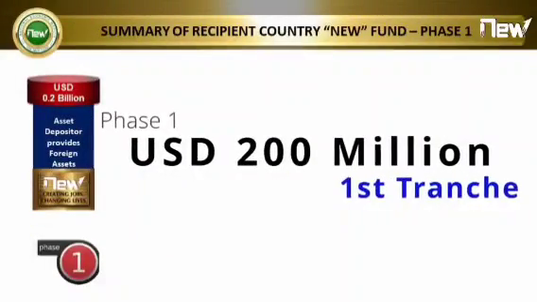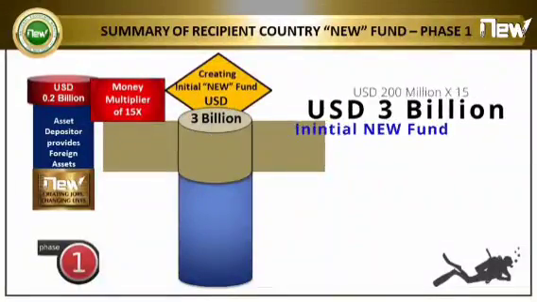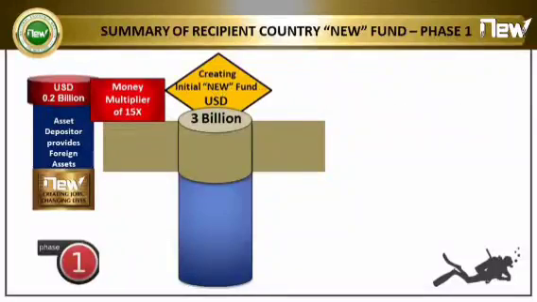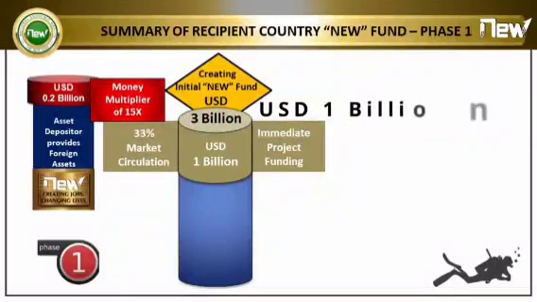In summary of the new fund, Phase 1, the AD will provide the first tranche of foreign assets with the estimated value of $200 million into the central bank of the recipient country. With the foreign reserves of $200 million, the central bank of the recipient country is able to leverage on the money multiplier of 15 times to create the initial new fund of $3 billion in the central bank electronic ledger. Out of this initial new fund of $3 billion, 33% or $1 billion will be used for immediate project funding for the recipient country.